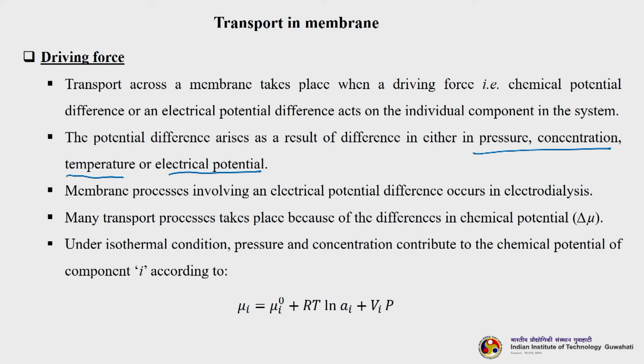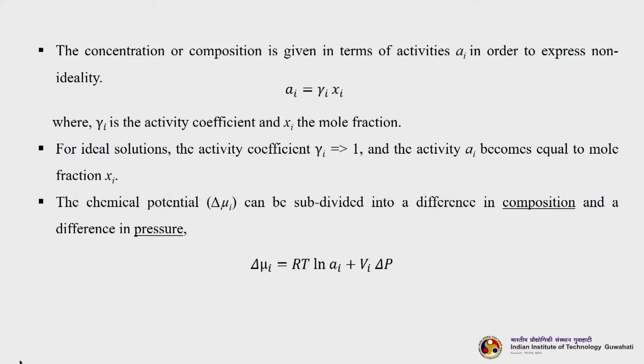So, let us see this equation. Mu i is the chemical potential of the species i, equal to mu i naught. This is a constant, the chemical potential of the same species when pure. Then RT ln a_i, where a_i is the activity, then V_i P, where V_i is the molar volume and P is the pressure.